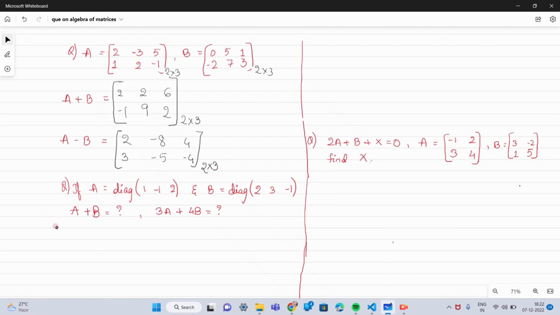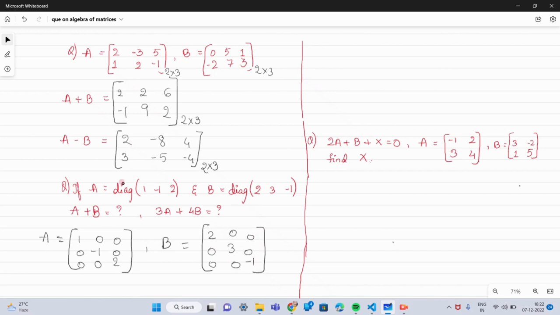Next question, if the A matrix is the diagonal of 1, minus 1, 2, and B is the diagonal of 2, 3, minus 1, which means this 1, minus 1, 2 are the diagonal elements of the matrix. So diagonal elements means 1, minus 1 and 2. Remaining all the elements will be 0, which we have already discussed in the types of matrices concept. So similarly, for the B matrix, 2, 3, minus 1 will be the diagonal elements. Remaining every element will be 0.